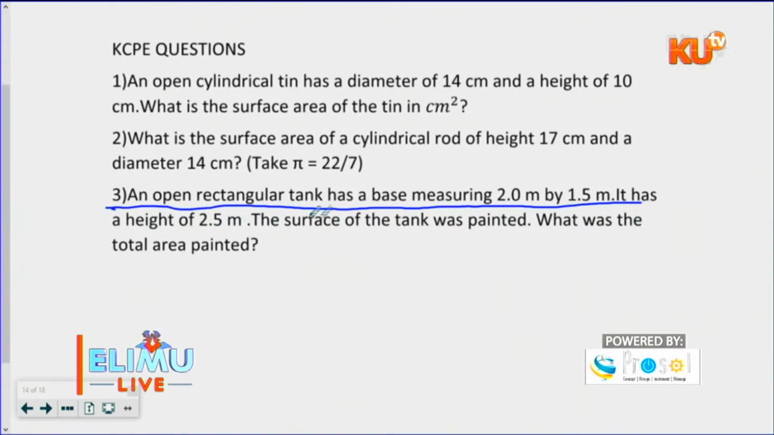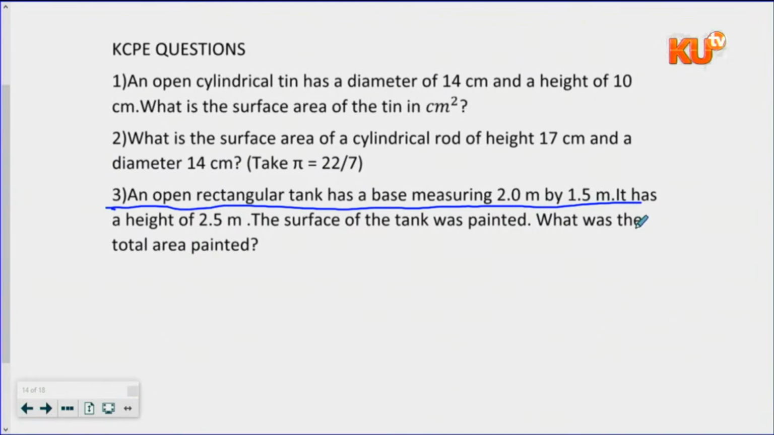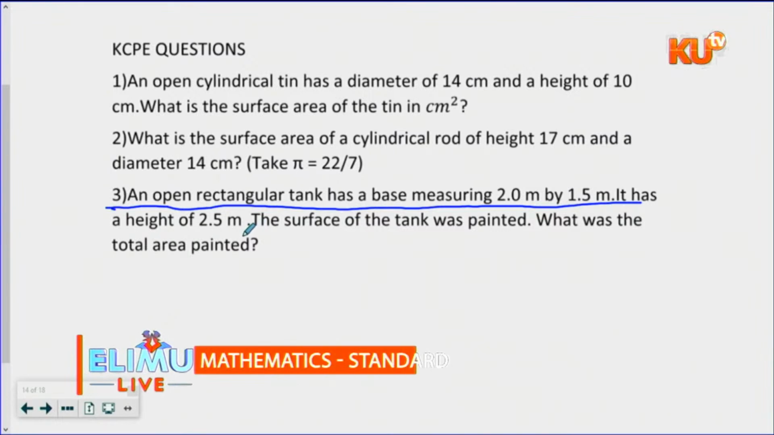An open rectangular tank has a base measuring 2.0 meters by 1.5 meters. It has a height of 2.5 meters. The surface area of the tank was painted. What was the total area painted? This is the same as the question that we've been asked. How can we work out the area of an open cuboid?